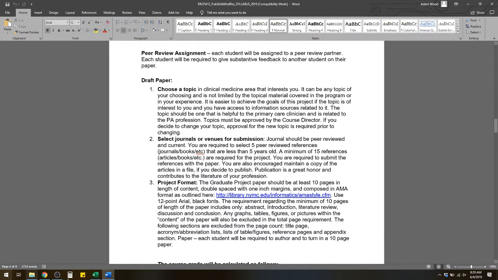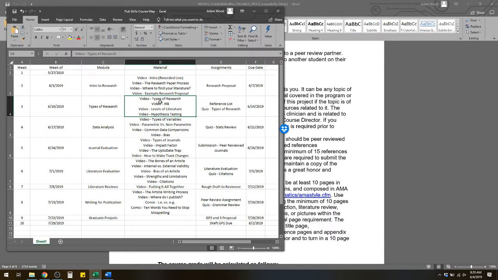Okay. Trying to think of anything else. So you kind of see the roadmap here. I haven't posted this, but this is just kind of a general idea of how things are going to flow for the course here.